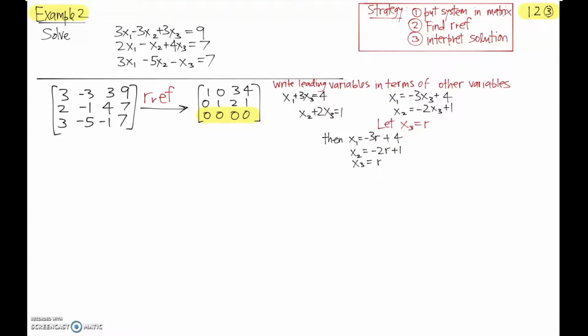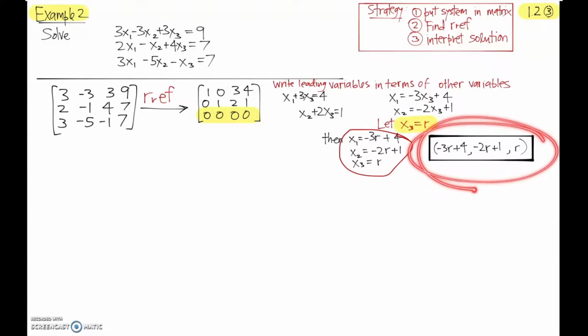Then we can say x1 equals negative 3r plus 4, x2 equals negative 2r plus 1, and x3 equals r. And so this right here is our solution to the system of equations. This is how we would write the solution. That would be your final answer.